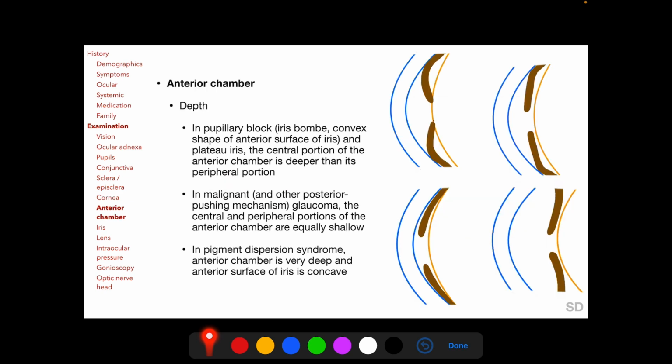Depth of the anterior chamber is determined by contour of the iris and the position of the crystalline lens behind the cornea. In pupillary block and in plateau iris syndrome, the central portion of the anterior chamber is deeper than the peripheral portion of the anterior chamber. But we must note that in plateau iris syndrome there is no pupillary block, and this is very important to remember. In malignant and other posterior pushing forms of glaucoma, the crystalline lens along with the iris is pushed forwards towards the cornea, as a result of which the central and the peripheral portions of the anterior chamber are equally shallow. And in pigment dispersion syndrome, the anterior chamber is very deep and the anterior surface of the iris is concave.